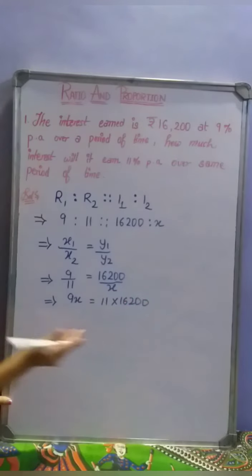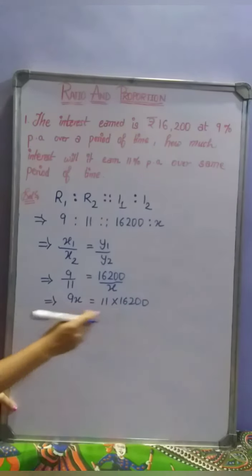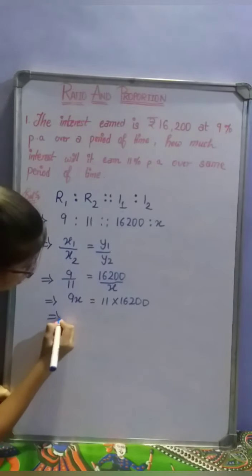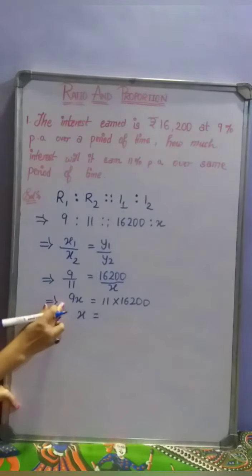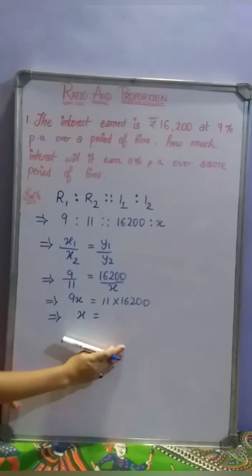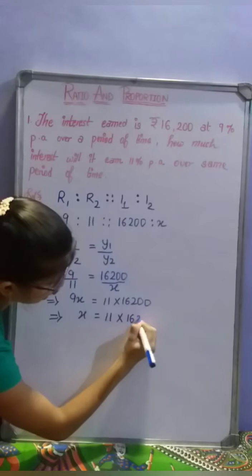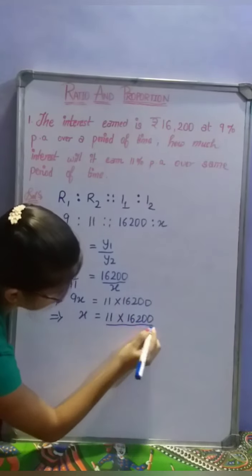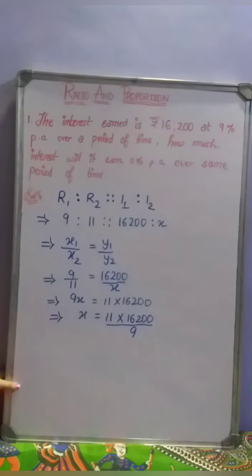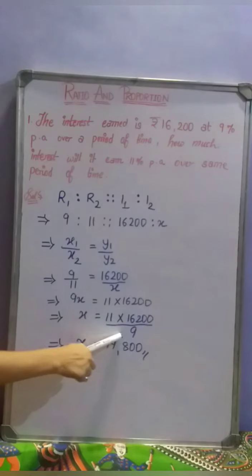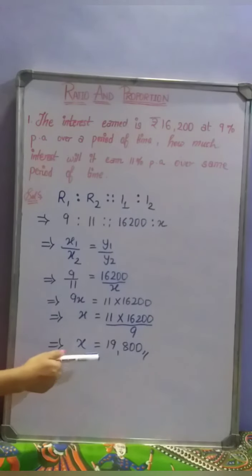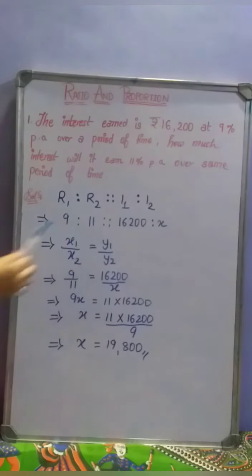Next, we shift this 9 towards the RHS. As this 9 was in multiplication, as it goes to the RHS, it becomes division. So the equation we get is x equals 11 into 16,200 divided by 9. Now we divide this to get the answer of x. After solving this equation, we get the value of x to be 19,800. So the interest earned for 11% per annum will be 19,800.